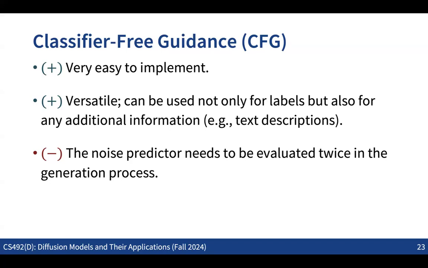The only downside is that now it takes more time in the reverse process because we need to predict the noise twice, for the conditional case and the unconditional case. Which means that we need to run the feedforward of the neural network twice. So this will increase the computation time in the reverse process. So these are the pros and the cons of conditional generation.